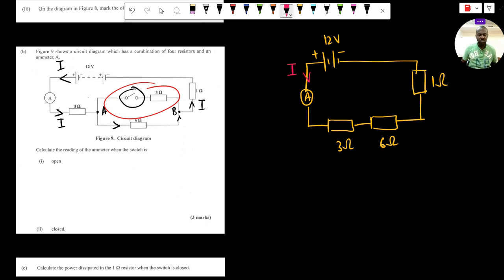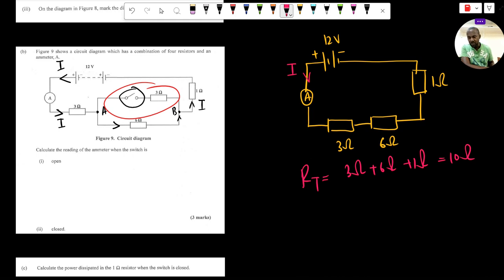So with the switch open, essentially these 3 resistors are connected in series, and we can therefore say their total circuit resistance RT is equal to 3 ohms plus 6 ohms plus 1 ohm, which gives us 10 ohms. So once again, when the switch is open, the 3 ohm resistor connected directly to it is essentially not part of the circuit, and the remaining 3 resistors, the 3 ohm resistor, the 6 ohm resistor, and the 1 ohm resistor are connected in series. And so their total circuit resistance is 10 ohms.